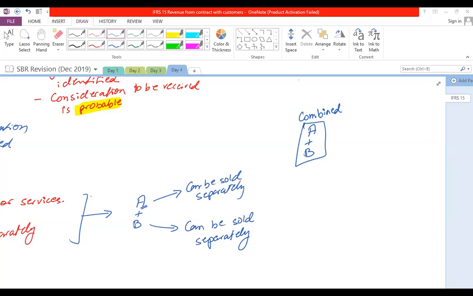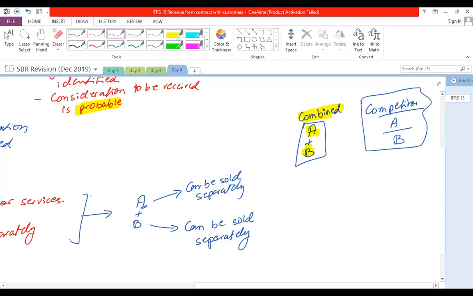We were discussing that let's suppose we are a company who sells product A and B combined. But our competitors sell them separately as well. The competitor sells product A separately and product B separately. Now, in that case, for us, are the products A and B distinct or not? Because we don't sell them separately, but the competitors do. So are these distinct or not?